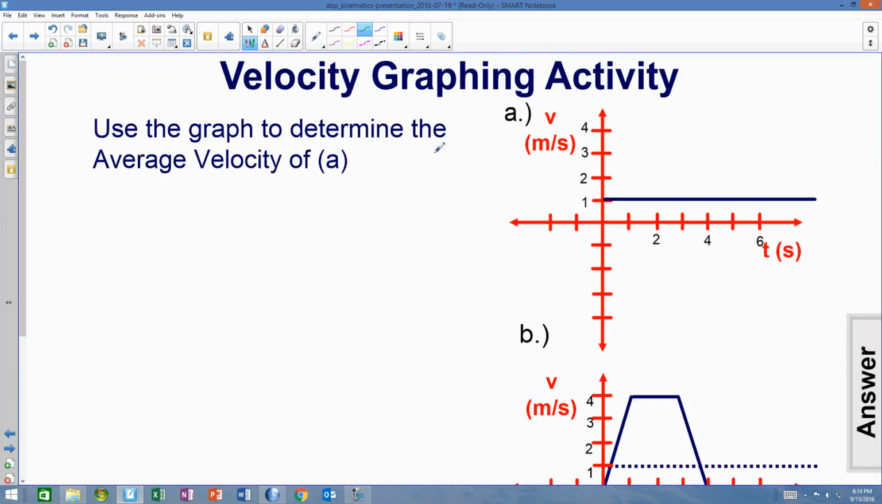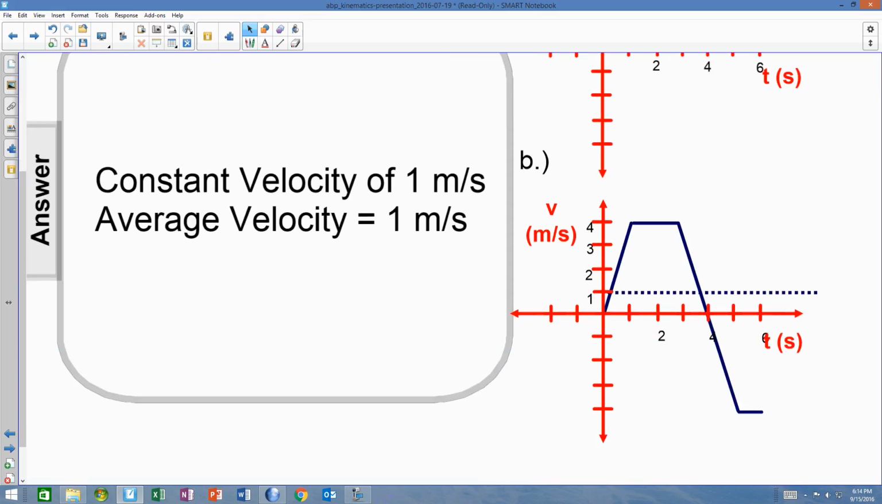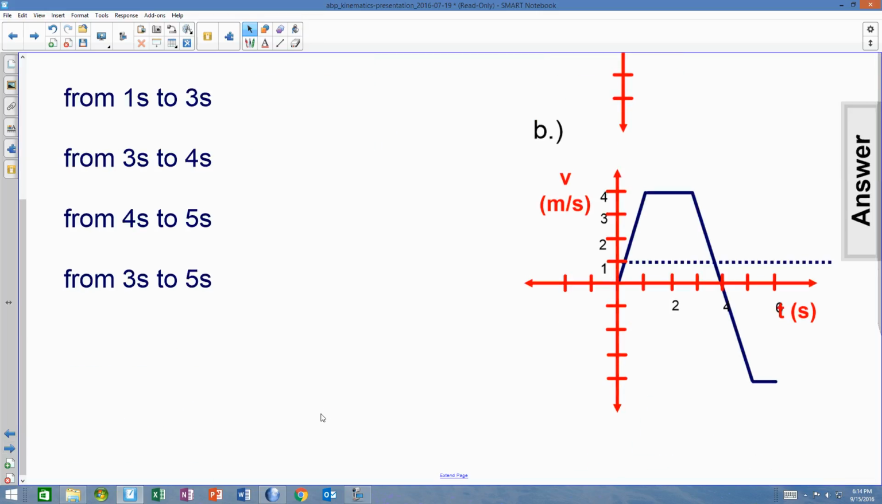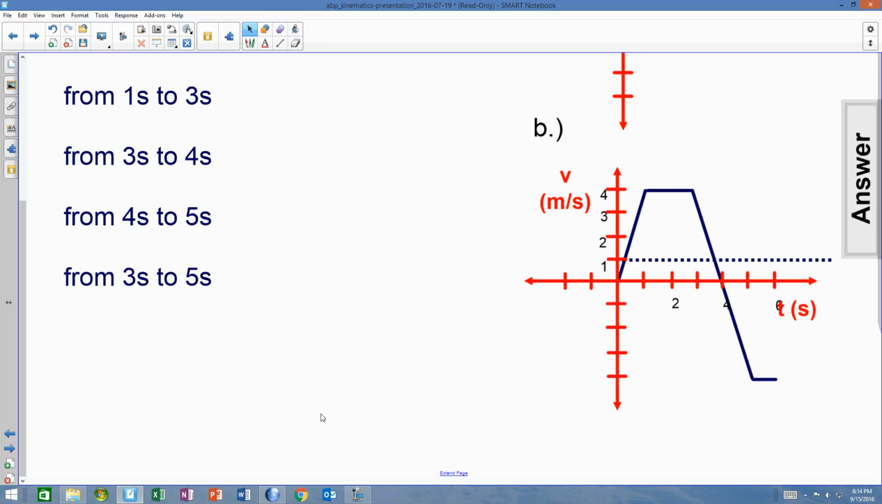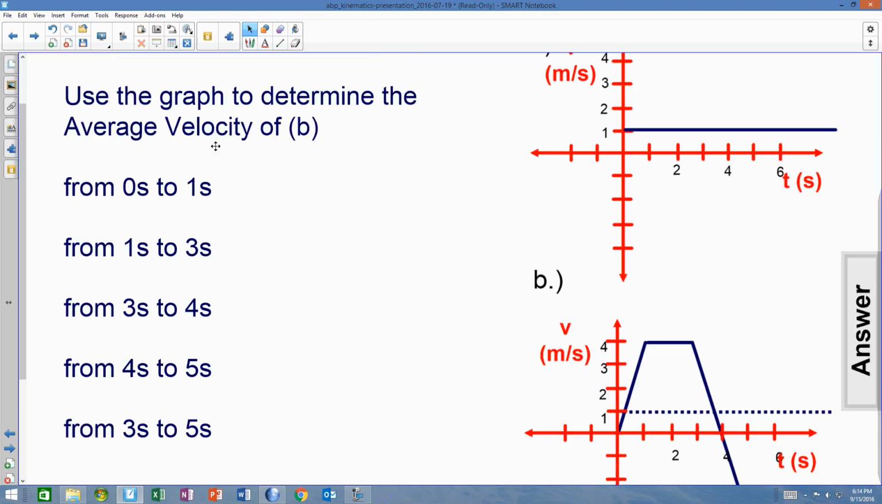Okay, so from 0 to 1 second, which is right from here to here, what is your average velocity? From 1 to 3 seconds. Okay, now they are getting a little tricky on you. Oh, I'm sorry, 1 to 3 seconds is from here to here. Okay, from 3 to 4 seconds. From 4 to 5 seconds. And now this is tricky, from 3 to 5 seconds, from here to here. Okay, go ahead and pause the video so that you can calculate these values.